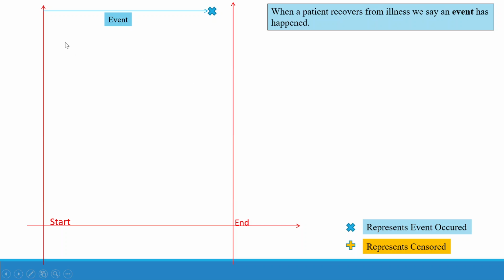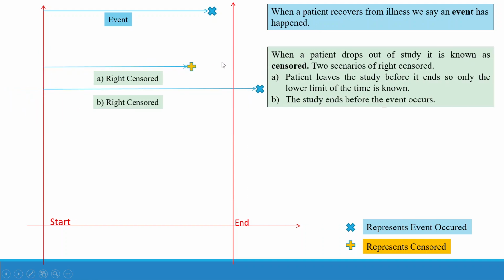In the first case, we started observing the patient and the event occurred. So when a patient recovers from illness, we say an event has happened. Now, censoring. When a patient drops out of the study, it is known as censored. Two scenarios of right censoring. The patient leaves the study before it ends, so only the lower limit of the time is known.